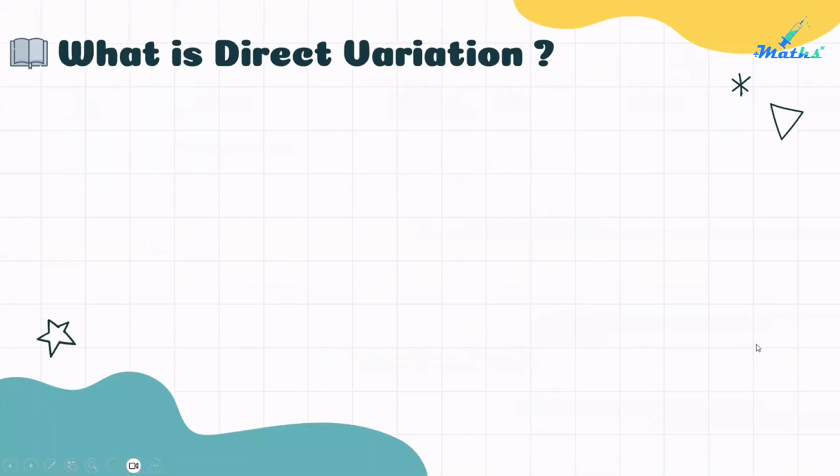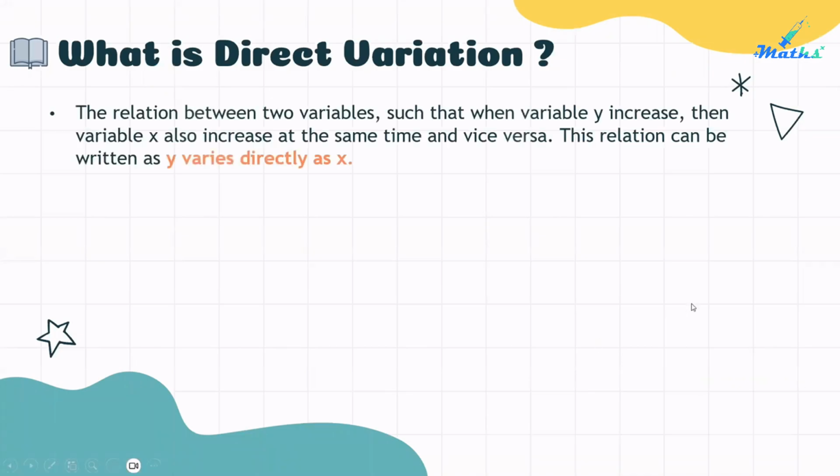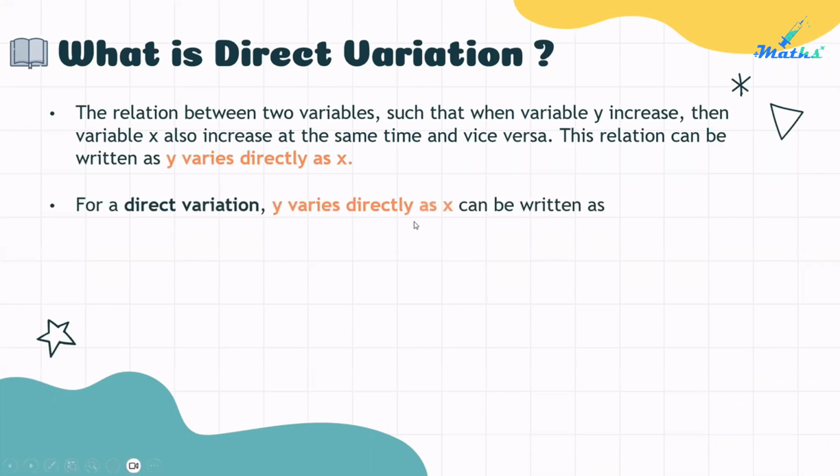What is direct variation? Direct variation is the relation between two variables such that when variable y increases, then variable x also increases. In this relation, we can write it as y varies directly as x. This is the variation relation, and this is the variation symbol. So y varies directly as x.